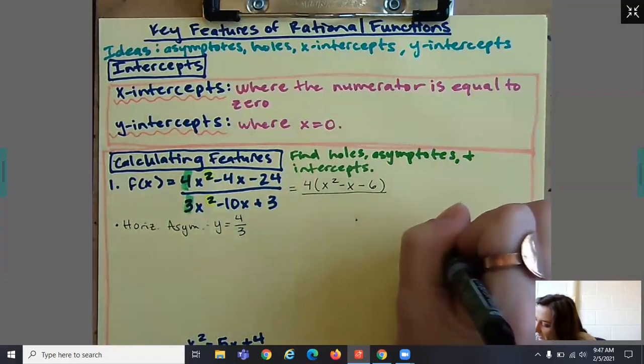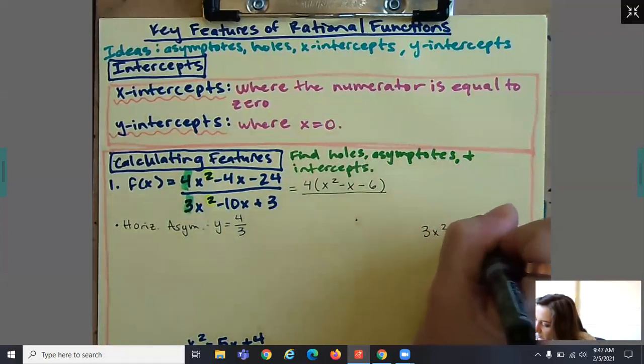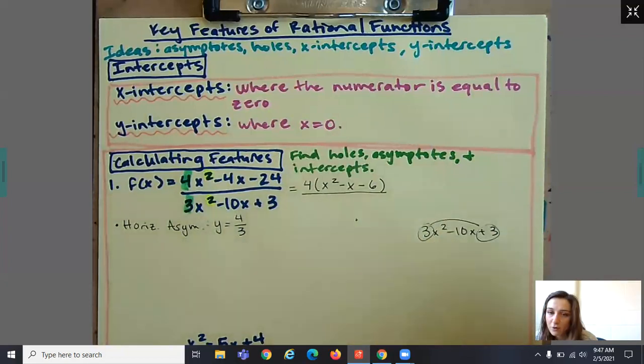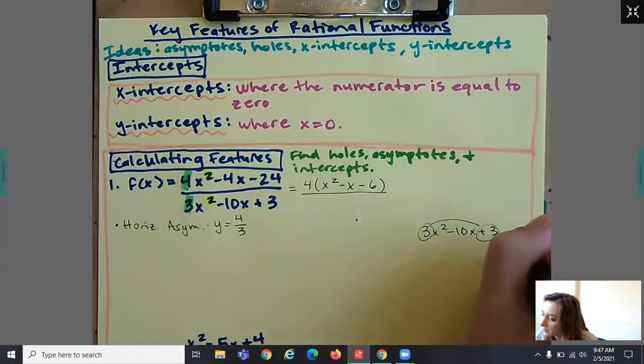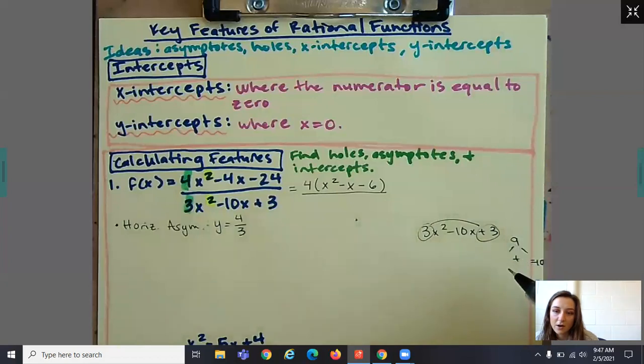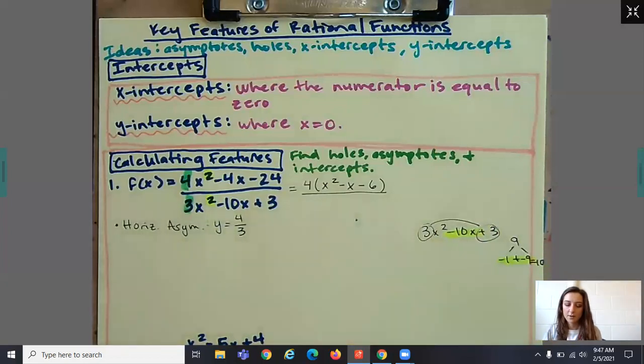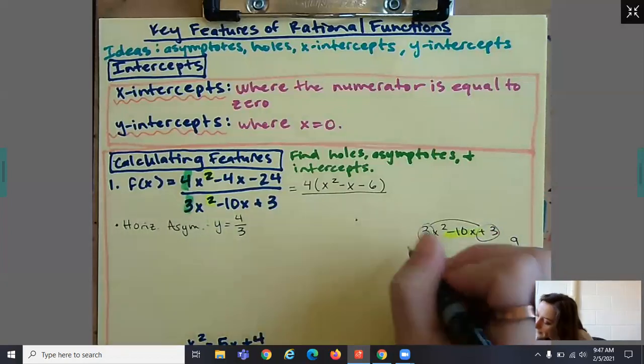So we have 3x squared minus 10x plus 3. And we have a 3 on the front, a 3 on the end, so doing our headphones, 3 times 3 is 9. And I want two factors of 9 that add to give me -10. Factors of 9 are 3 and 3, and then 1 and 9. So we're going to be using -1 and -9. And we're going to have to rewrite -10x as -1x minus 9x.